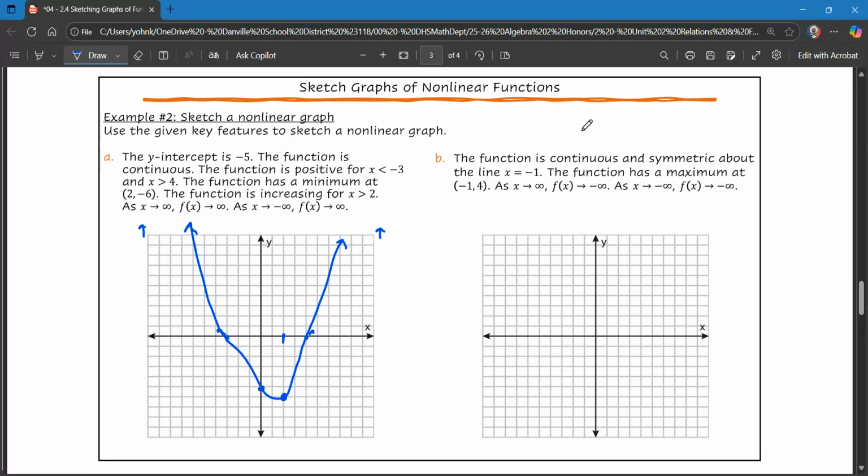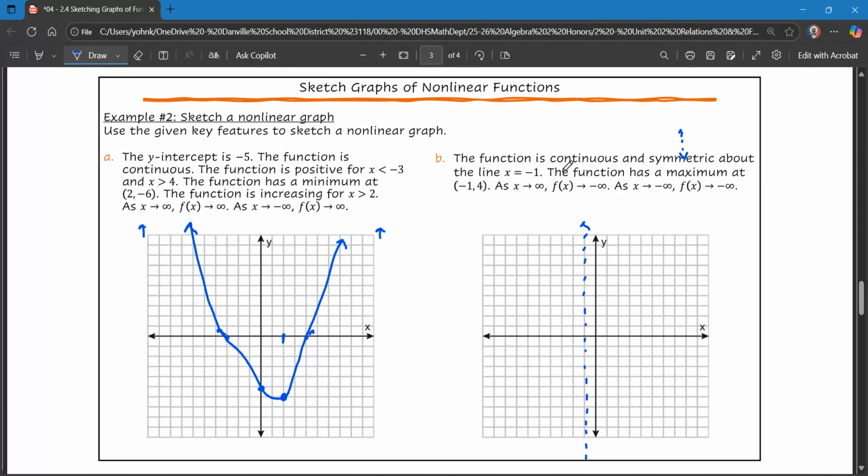Okay, letter B. The function is continuous, meaning no gaps or breaks, and symmetric about the line x equals -1. Okay, we need to do that first. So we're going to find the line x equals -1, which is a vertical line through the x-axis at -1. This is my symmetry line. So this symmetric part right here is the dashed part that we just drew. That means whatever's on the right side is going to match whatever's on the left side.